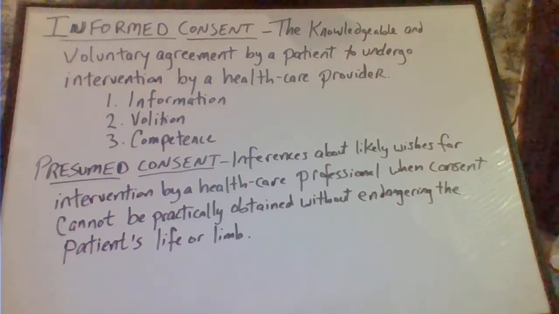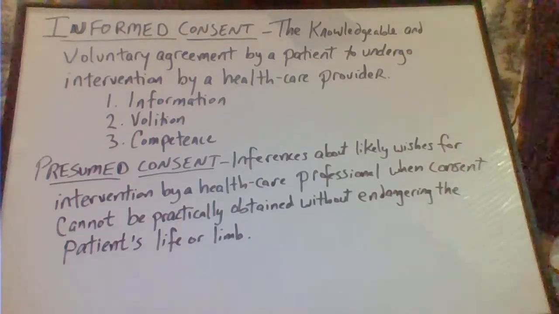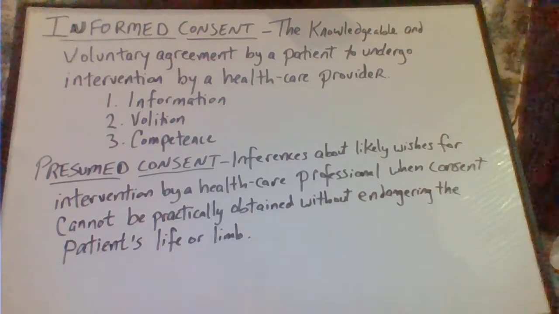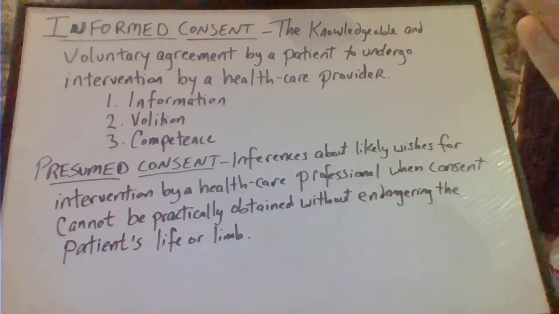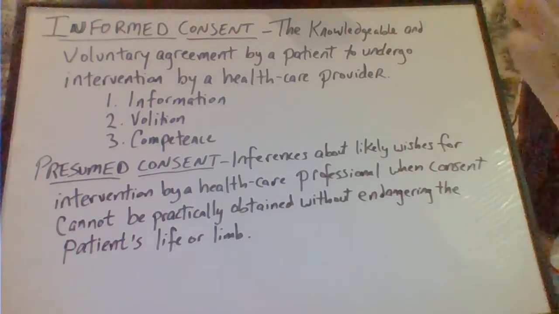And there are three basic parts to informed consent. One is information. You must be given all of the relevant information. You have to know what the treatment is, what it entails, what the risks are, and so on. So you need to be given this basic information.